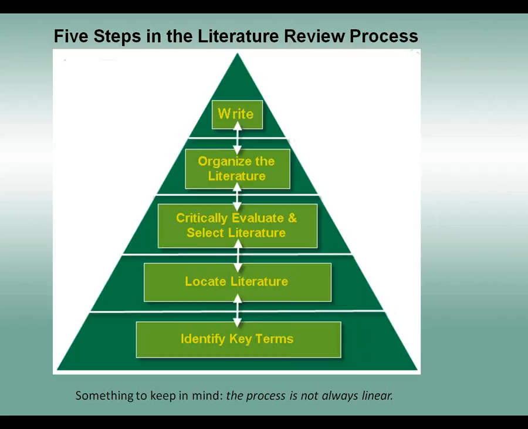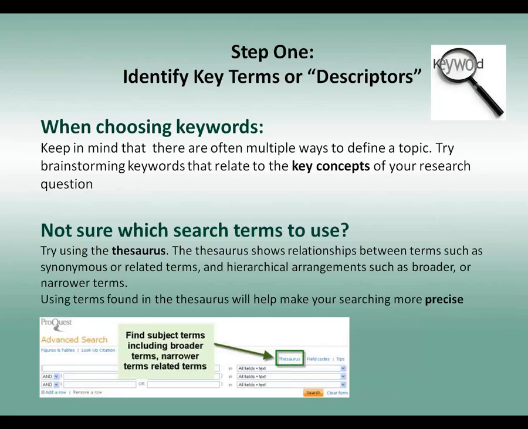So once we've figured out how we want to put those into the perspective of our literature review and how they make the most sense, then we start to write, of course. All right, and it does say at the bottom that this is not always a linear process. So the first step is identifying those keywords and descriptors, all right?